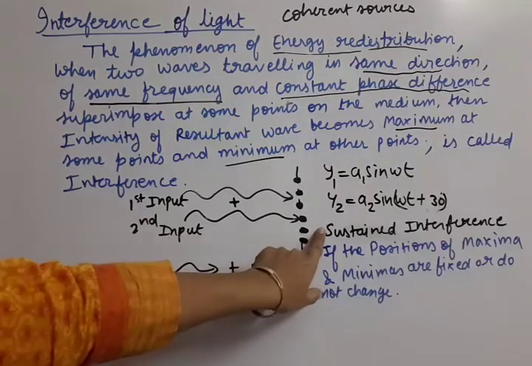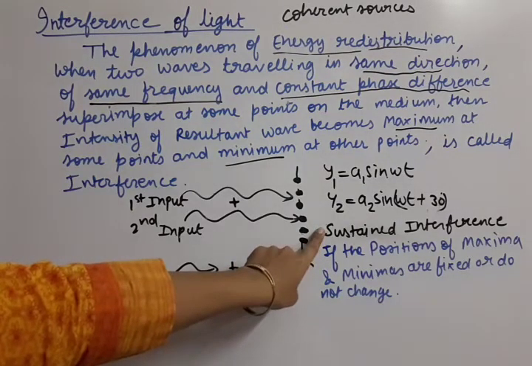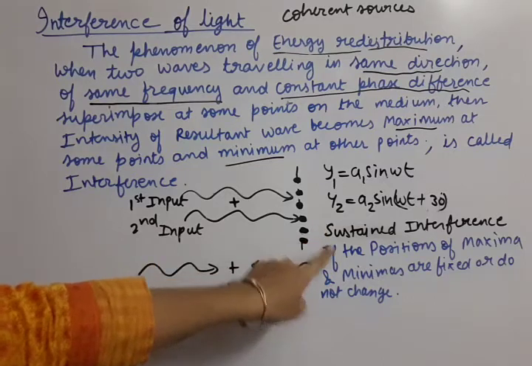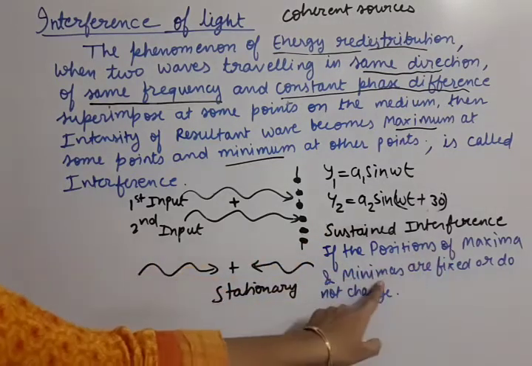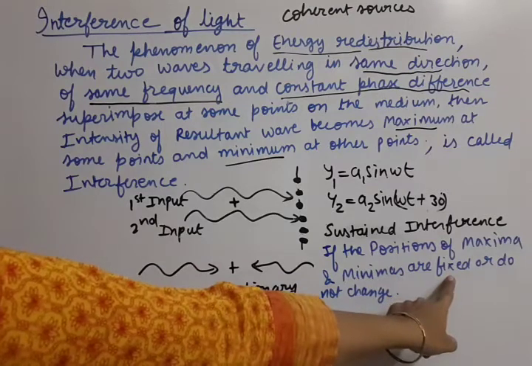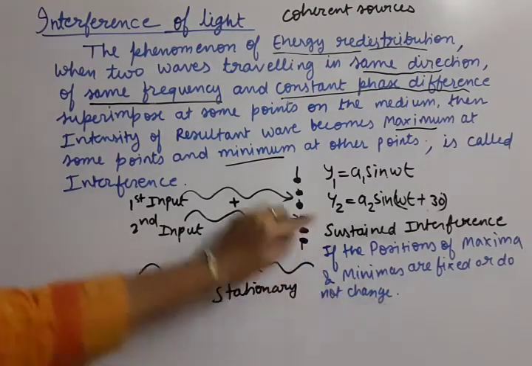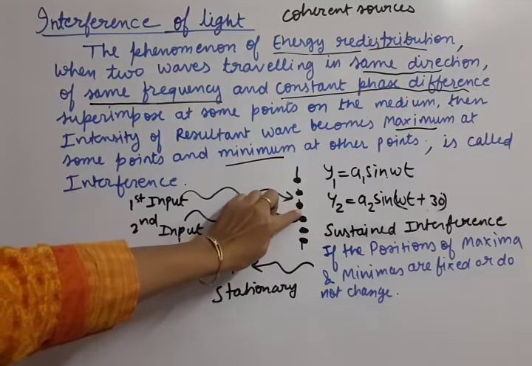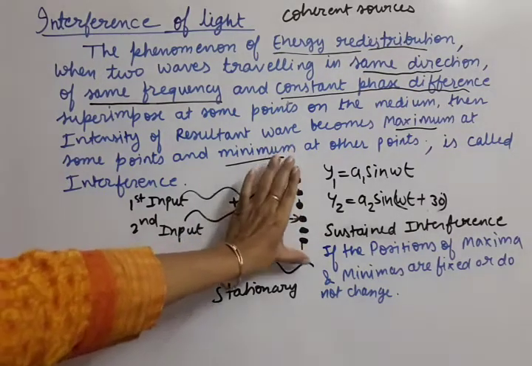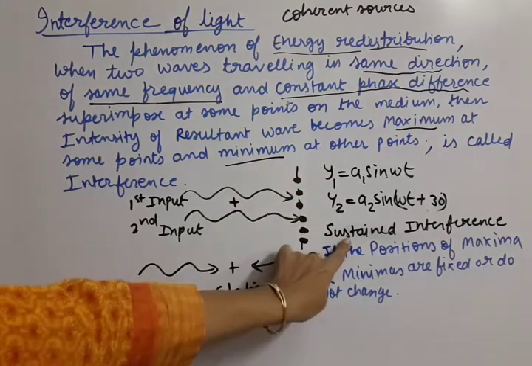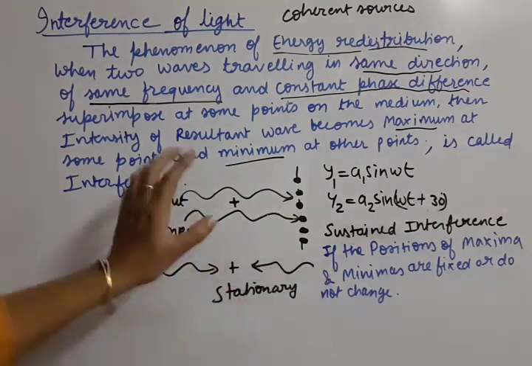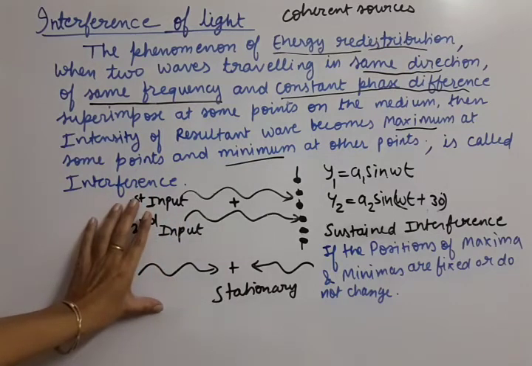One term may be attached to it, sustained interference. What do we mean by sustained interference? If the positions of maximas and minimas are fixed or do not change, wherever the maxima is obtained on the screen or wherever the minima is obtained, if those positions are fixed, then we call that interference sustained interference.